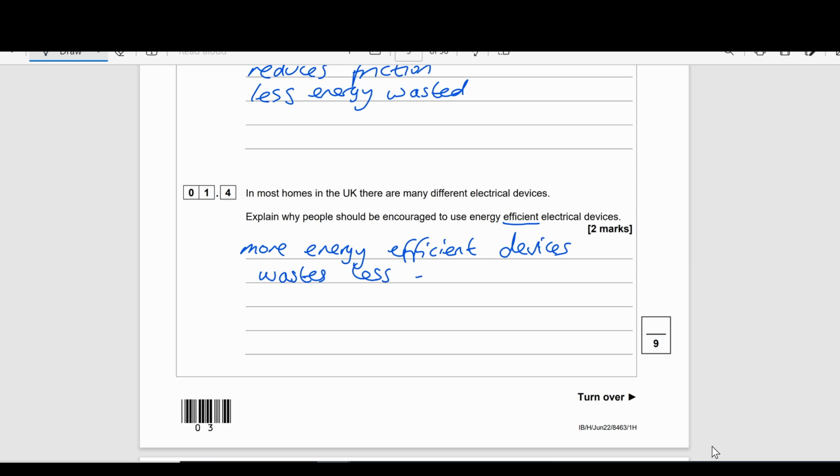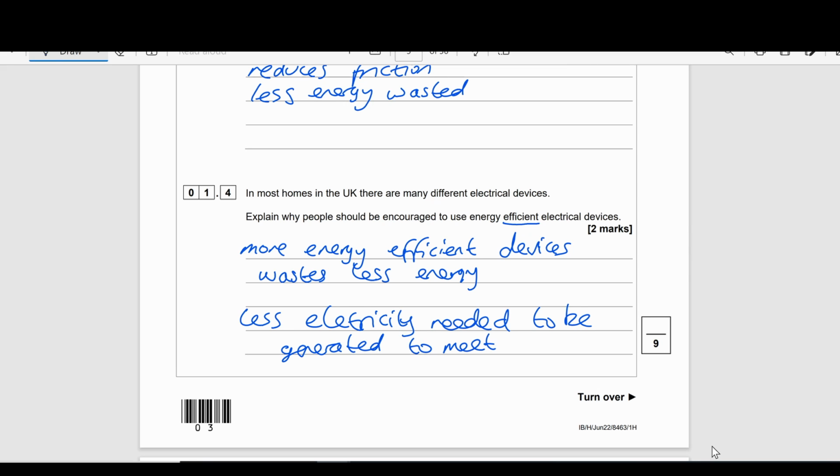And then we've got to think now, why is that beneficial? It's beneficial because if you've got more useful output energy being transferred, that would mean then that really less energy would need to go in to meet that demand. So there'd be less electricity that's needed to be generated.